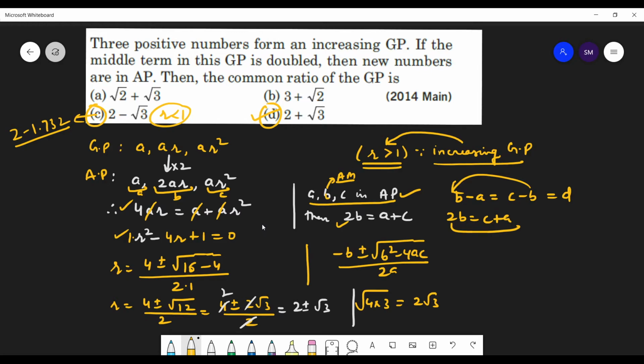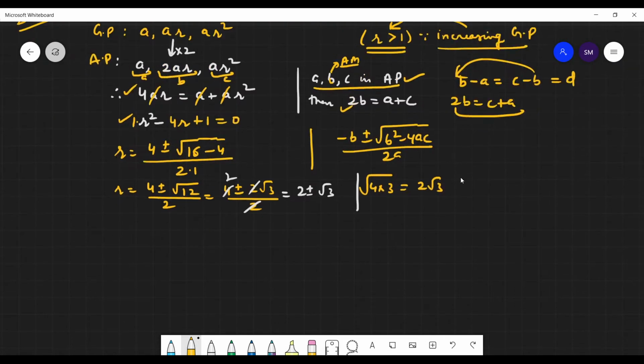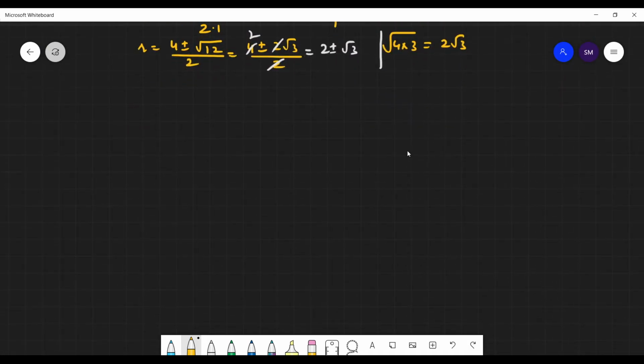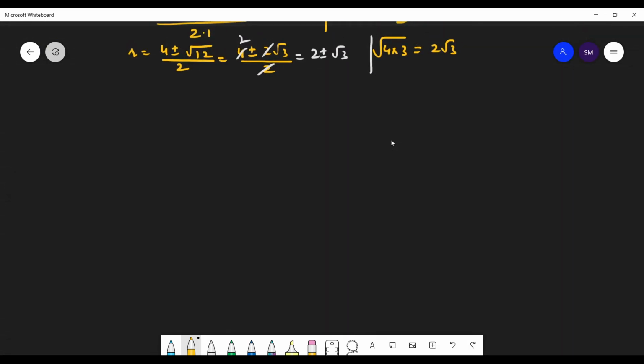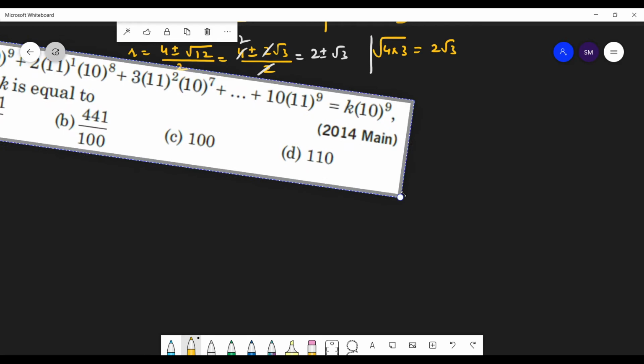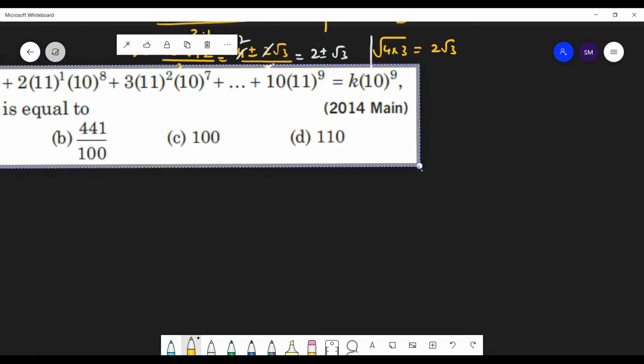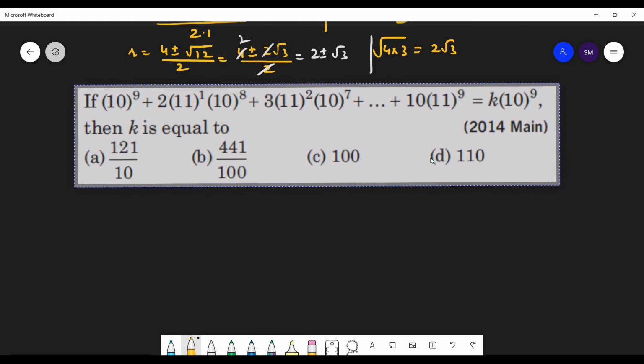So quite a simple question, students. Shall we do one more question? The more questions you do, the more confident you will be. And students, sequence and series is one of the most important chapters. In mains we normally get 2 questions, and in advanced also we get 1 or 2 questions. That's the next question. Solve it out. I'm giving you 2 minutes.